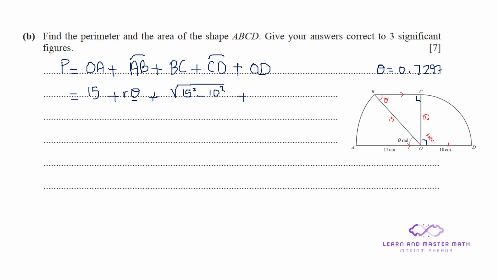CD is also an arc in the second circle of radius 10. So I'm going to use r theta also. This time r is 10 and theta is pi by 2. We still have OD. OD is 10. And here instead of r theta, it's equal to 15 times the angle we got, 0.7297. If you do this calculation, you will get the answer 62.8 centimeters.